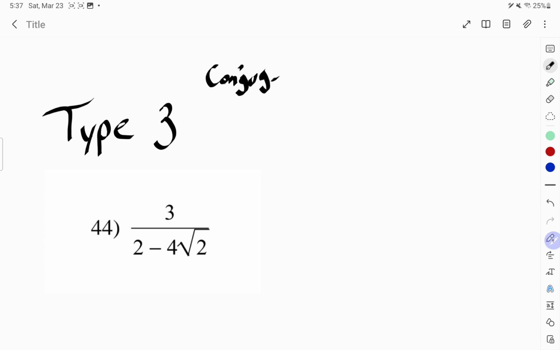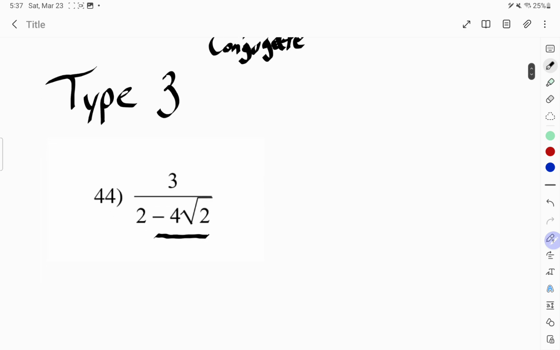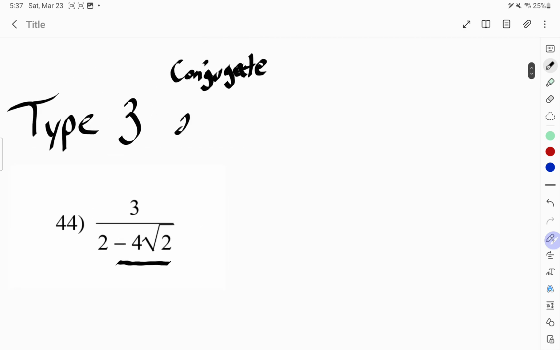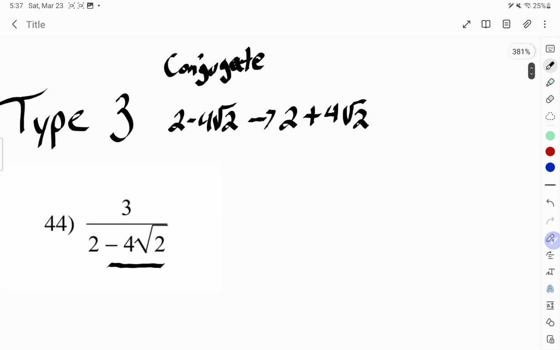The conjugate says that we're going to have to go ahead and change my radical. So whatever the sign on this radical is, I'm going to have to change it. So in this case, let's go ahead and do it on the top. If I have 2 minus the square root of 2, the conjugate of that is going to be 2 plus the square root of 2. Okay, and that's what I'm going to be multiplying the top and the bottom by.